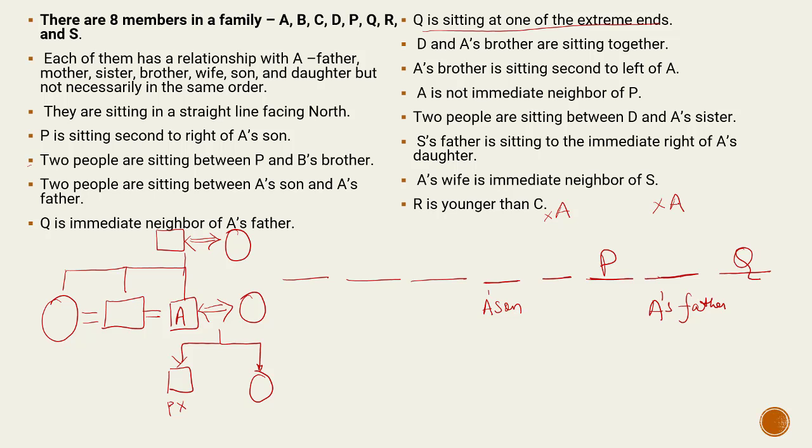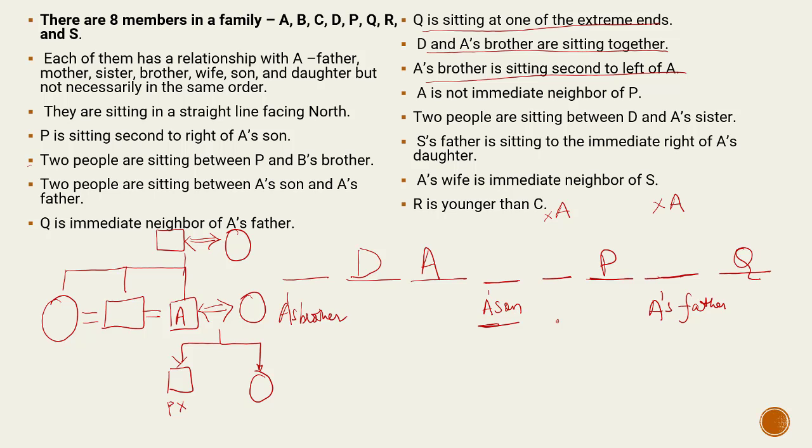A's brother is sitting second to the left of A. Now the only possible position to put A, here we have A's son. At this place I cannot have A. Here we have P, here we have A's father, and here we have Q. So we can put A here, and using this point, A's brother is sitting second to the left of A. That means A's brother can be placed here. Now D and A's brother are sitting together. That means I can place D here.